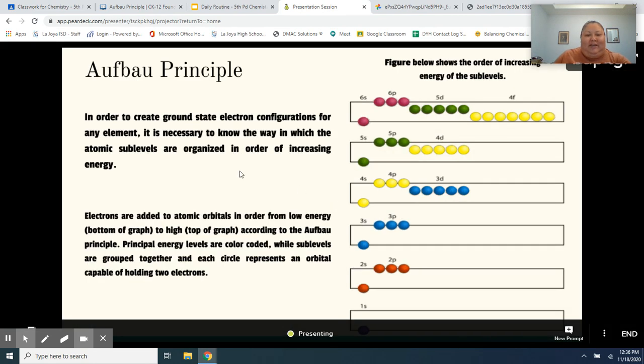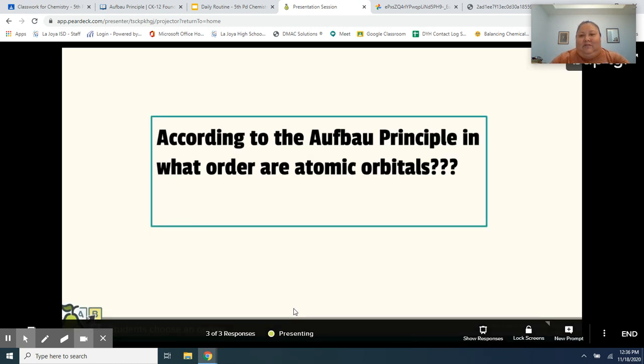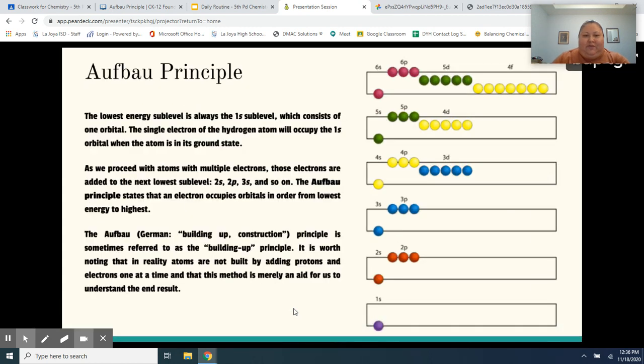Okay. According to Aufbau Principle, electrons are added to atomic orbitals in order from low energy to high. The answer was A, guys. A. Be careful. Okay, be very, very careful.